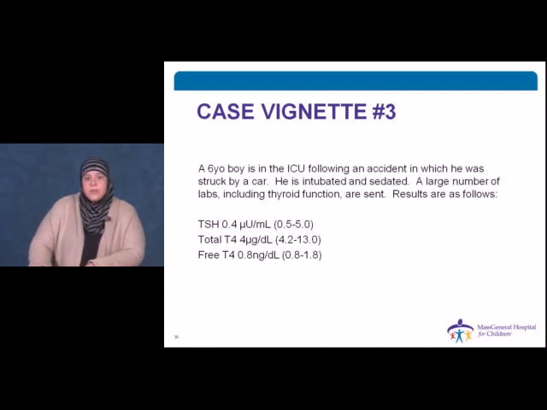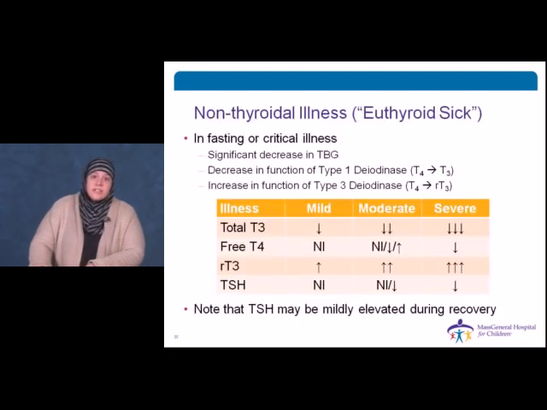So a 6-year-old boy is in the ICU following an accident in which he was struck by a car. He's intubated and sedated. A large number of labs, including thyroid studies, are sent, and the results are as follows, with a slightly low TSH, a slightly low total T4, and a free T4 that's just at the lower edge of the normal range. So this boy in the ICU, intubated and sedated, likely has non-thyroidal illness or euthyroid sick syndrome.